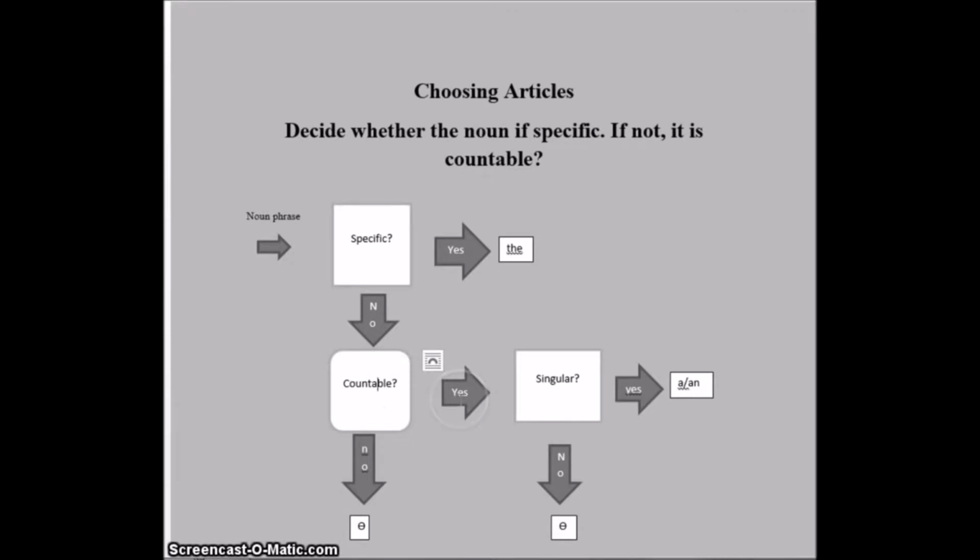So if the answer is no, it's not countable, then it doesn't take an article, nothing. If the answer is yes, then you have to determine whether it's singular or plural. And that's fairly simple, but it's a third step. And if the answer is yes, then you use a or an. And if the answer is no, you use nothing.